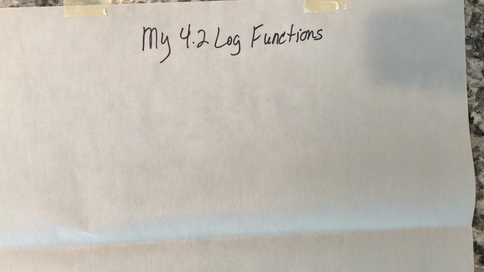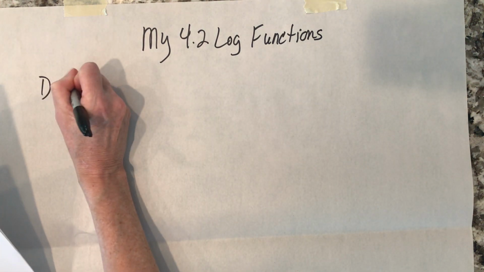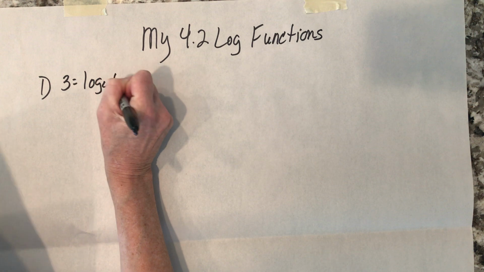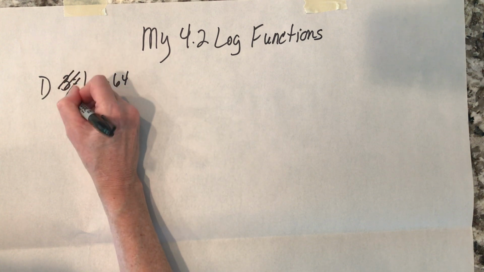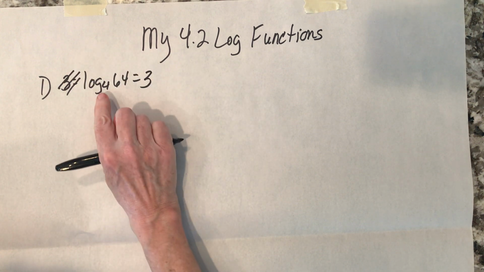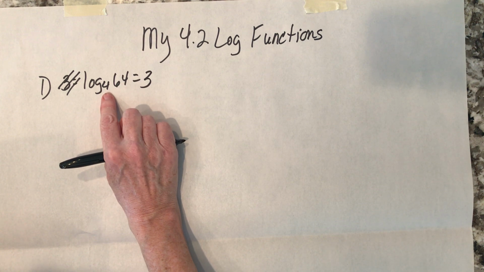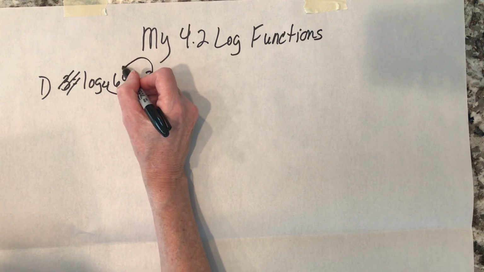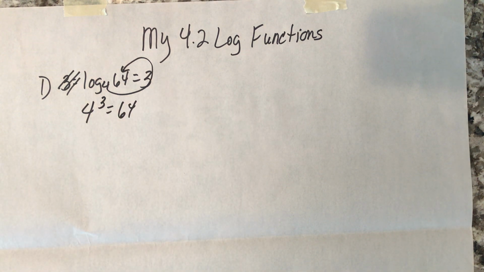Okay, let's get going on my 4.2. Number 1, 2, and 3, they're asking you to rewrite in exponential form. So number 1, 3 equals log base 4 of 64. We're not used to looking at it like that. I'm going to move the answer over to the other side, so it equals 3. Now it's saying, what do you raise 4 to make it 64? What exponent do you put on 4 to make it 64? You can rewrite it like that, which is what we're asked to do. 4 to the third power equals 64, and we're good. That's all they want you to do there.